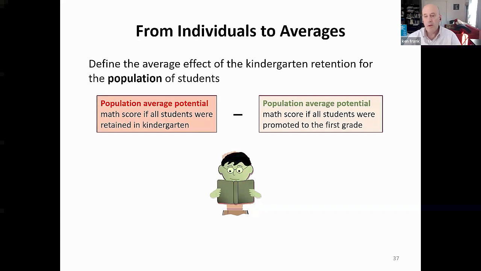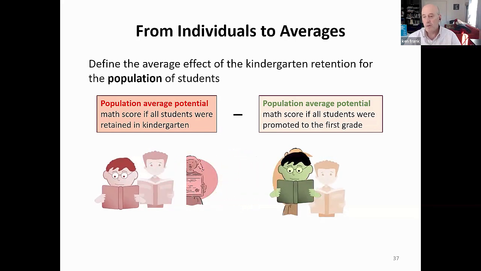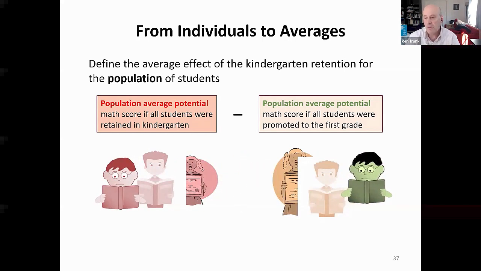Now, what we do often is we say, well, we can't see it for a single person, but we're going to have a whole bunch of people, and we will compare the ones who are promoted with the ones who are retained, the ones on the left with the ones on the right. And let's just say that these two were actually retained and only Julio was actually promoted. Then you can compare the kids who are promoted with the kids who are retained.